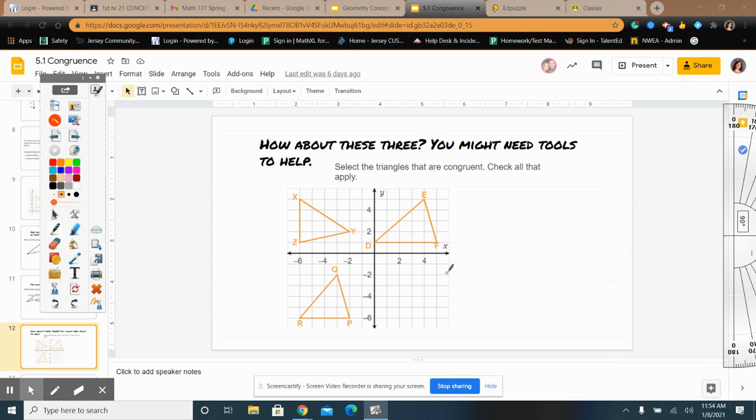How about these two? Do we need tools to help us here? Well, let's see. How long is X to Z? 1, 2, 3, 4. This is 4. Is there any others that have 4? 1, 2, 3, 4. And count this. 1, 2, 3, 4. This one's 5. So that's not it, unless some of these others. So you might need to use a ruler to check with this.